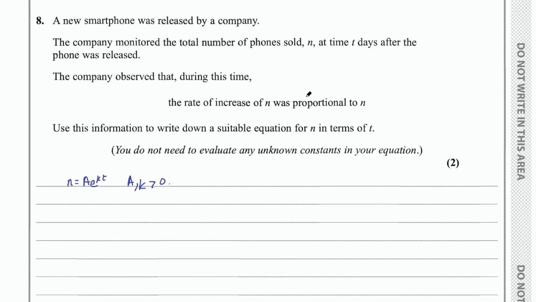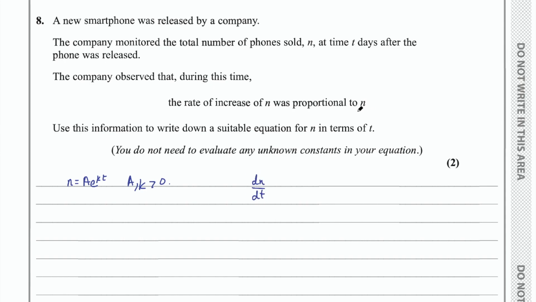Firstly, let's focus on this sentence here. It says the rate of increase of N was proportional to N. So how do we represent the rate of increase of something? Well, because you've learned about calculus and derivatives, you know that we say the derivative is the rate of increase of something. So the rate of increase of N we can say is dN on dt, the derivative of N. So literally the change in N with respect to time or over time.